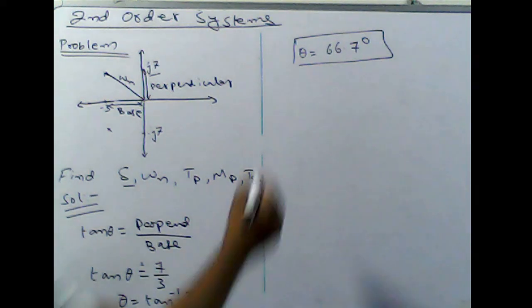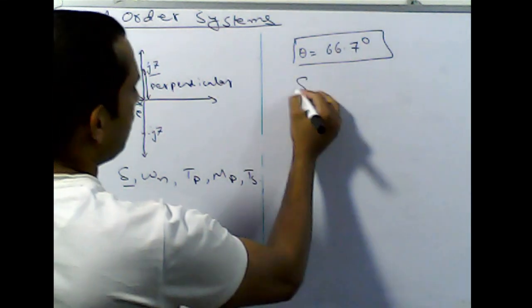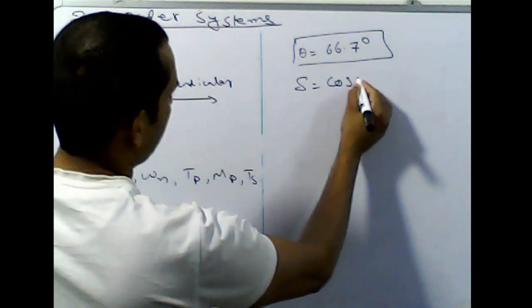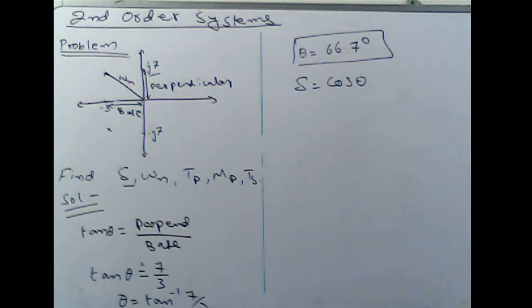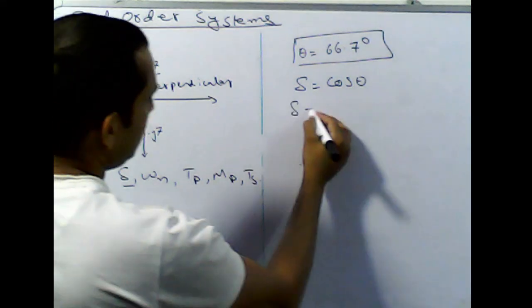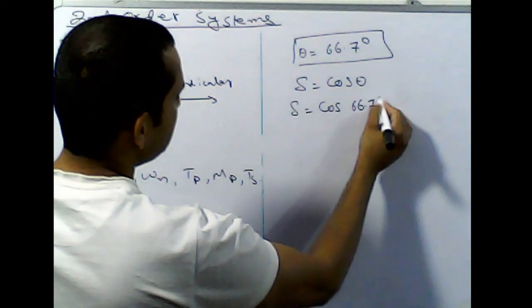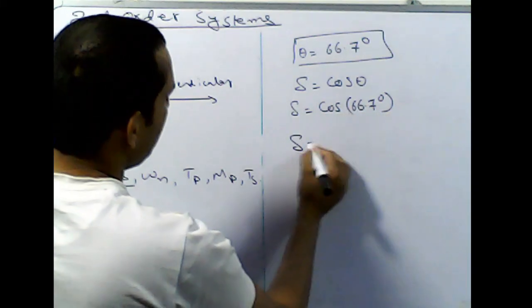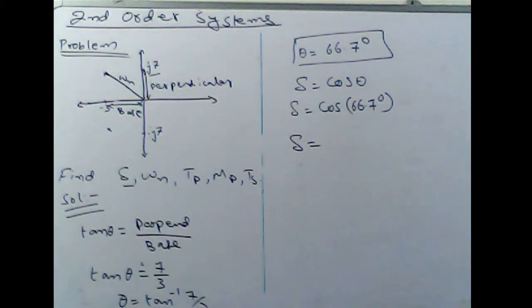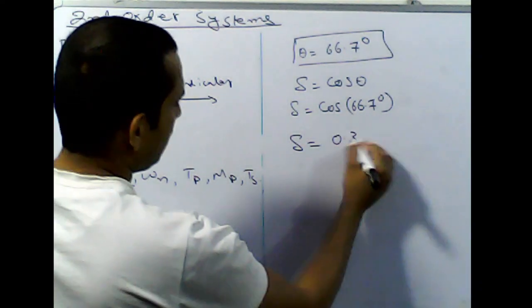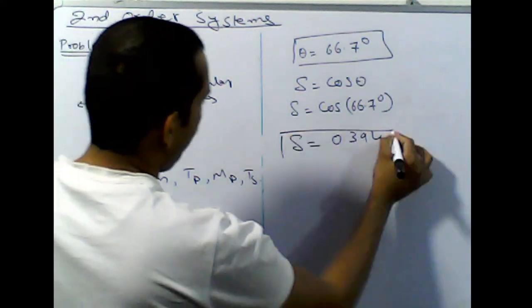The next thing is to find the value of zeta. We know that zeta is equal to cos of theta. So using theta is equal to 66.7 degrees, we find zeta is equal to 0.394.